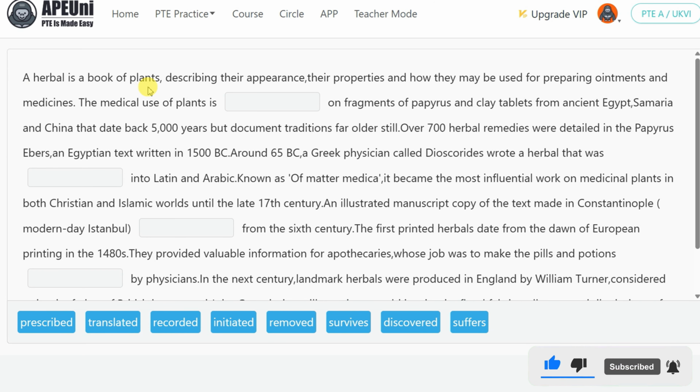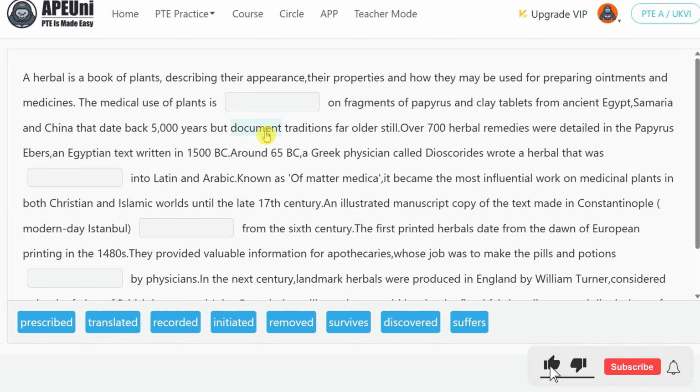A herbal is a book of plants describing their appearance, their properties, and how they may be used for preparing ointments and medicines. The medical use of plants is dash on fragments of papyrus and clay tablets from ancient Egypt, Samaria and China that date back 5,000 years but document traditions far older still. Let's try to understand what this paragraph is about. The paragraph explores the historical development of herbal medicines, right?